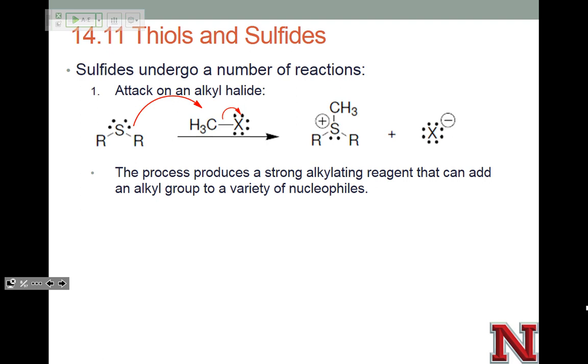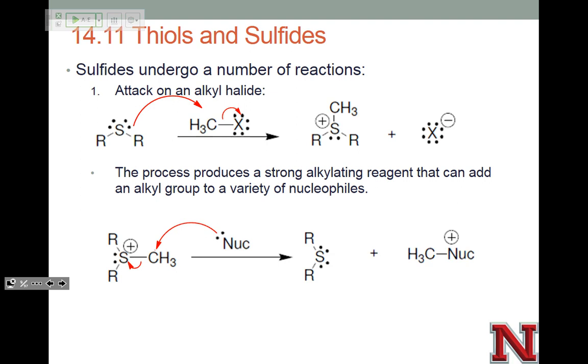So if we make this, we can then react it with another nucleophile, which would attack our carbon and make our SR2 a good leaving group, reforming our sulfide. So this is a really nice way to put an alkyl group onto a nucleophile. It's just very reactive, making a really nice leaving group. So this is used in synthesis a decent amount.